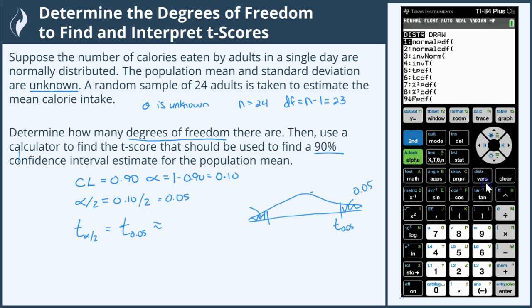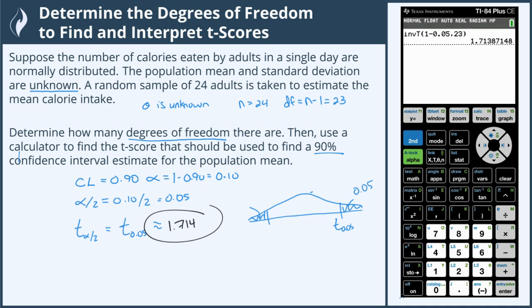So second vars is where we find our inverse t. So just like z-scores, inverse t for t-scores. The area is 1 minus 0.05 because the area is always area to the left. And in this case, we know the area to the right. So we subtract it from 1. Degrees of freedom are 23. We paste, enter again, and we have a critical t-score. We want to make sure we're rounding how we're asked to round. Does it tell us? Typically, we round to 3 for t-scores if it's not told. So we have a 1.714 for my critical t-score here.